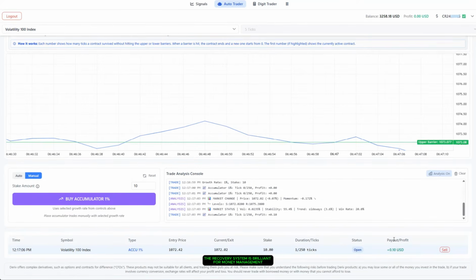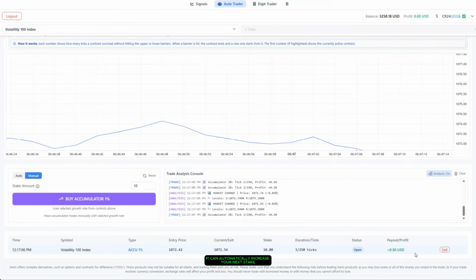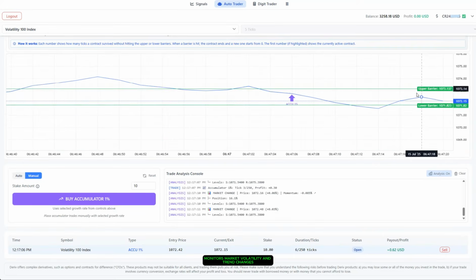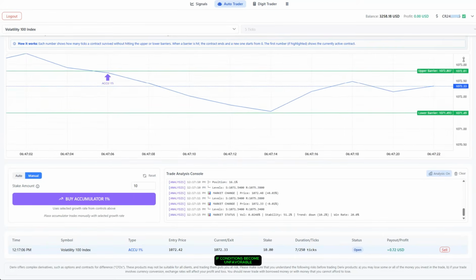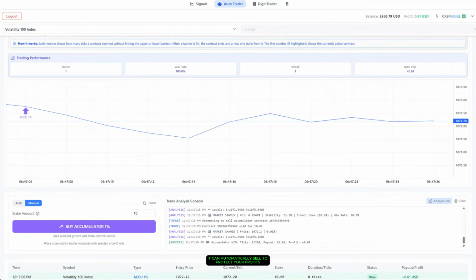The recovery system is brilliant for money management. If you have a losing trade, it can automatically increase your next stake using proven mathematical formulas to help recover your losses when you win. Auto sell protection monitors market volatility and trend changes. If conditions become unfavorable while you have an active contract, it can automatically sell to protect your profits.